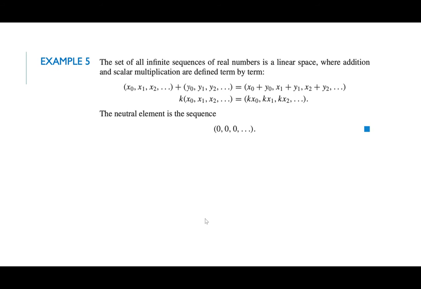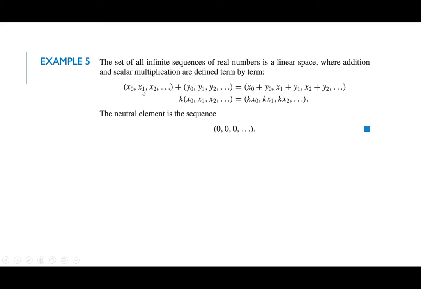All right, let's jump to another example that feels pretty different. Here we've got the set of all infinite sequences of real numbers. And your book claims that the set of infinite sequences of real numbers is itself a vector space. Now, of course, they need to tell you how addition and scalar multiplication are defined. And they're defined, as your book says, term by term.